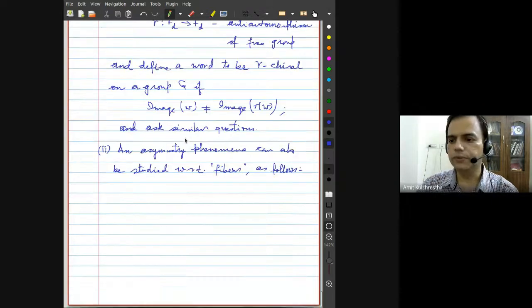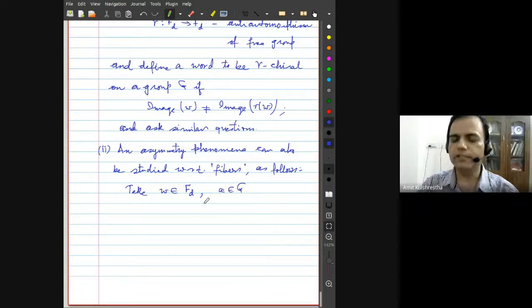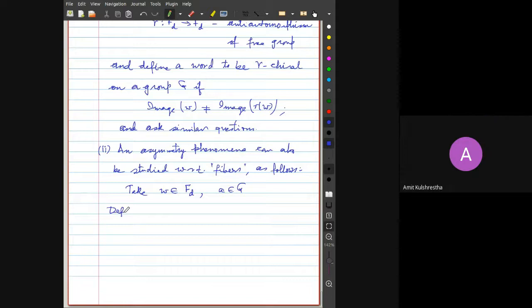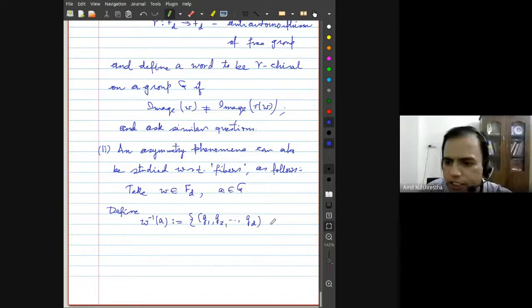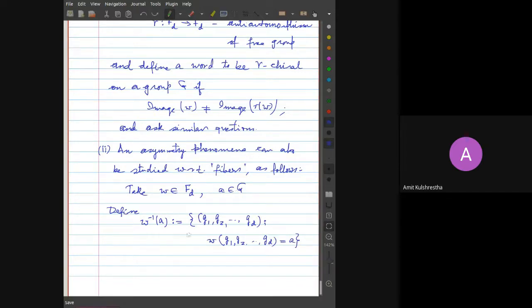So what you do is you take a word and also take an element A in the group, and what is a fiber? A fiber is an inverse image, right? So W inverse A is the set of tuples (G1, G2, ..., Gd) of variables such that all of them evaluate to A. The fiber may be empty also, right? If A is not in the word image, then the fiber will be empty. So this is a fiber.